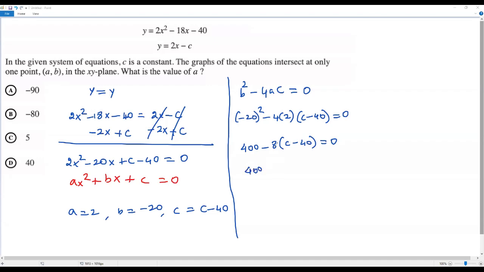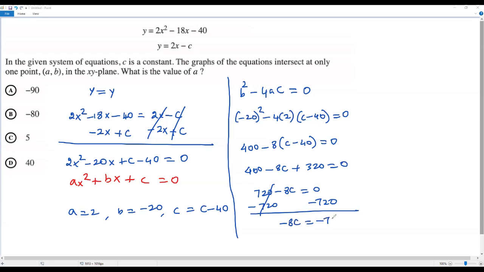So 400, when I distribute this negative 8 to c, it will become negative 8c. So negative times negative 40 will become positive. 8 times 40 is 320 equals to 0. Okay, now when I combine this 320 and 400, I'm getting 720. Negative 8c equals to 0. Now I subtract 720 from both sides. When I do so, this positive 720 and negative 720 will cancel out. Negative 8c equals to negative 720.